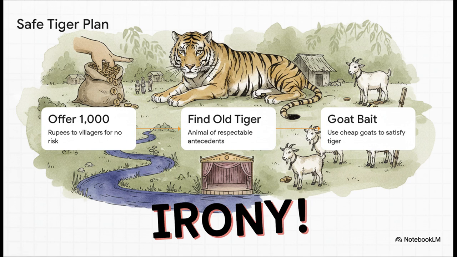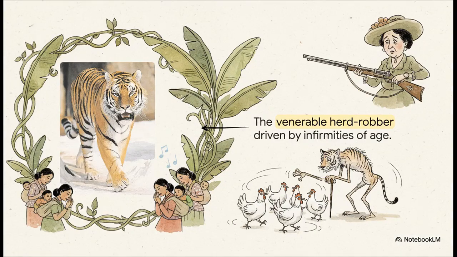The irony here is huge, isn't it? It's a grand hunt without even a single ounce of real danger. And this leads us to a highly comical situation. The so-called fierce beast is described beautifully by Saki as the venerable herd robber driven by the infirmities of age.